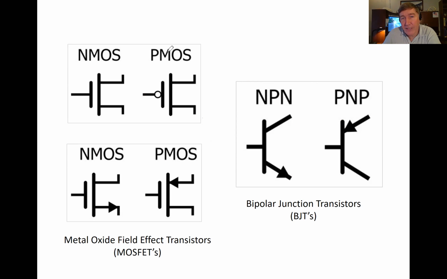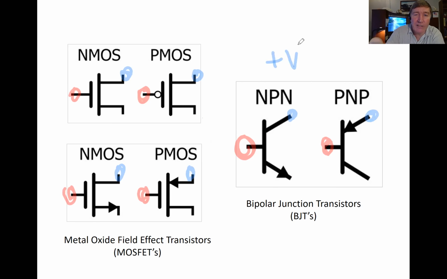Now, there is one other thing we need to talk about with transistors. You know these three terminals that we were talking about? These terminals that I've marked in red here, those are what I call the control inputs. That's the thing that causes the transistor to either turn on or turn off. And now in blue, I'm going to mark these. The blue terminal is the one that you always need to connect to the plus voltage.